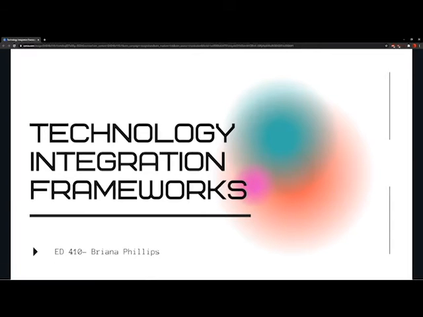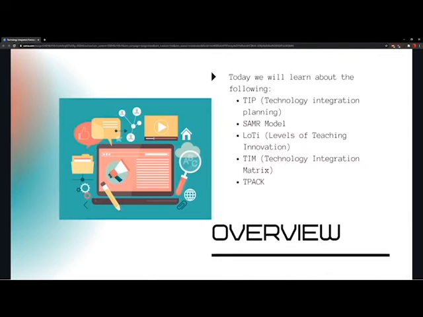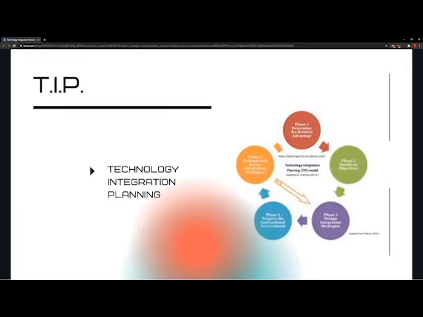Today we're going to talk about technology integration frameworks. Here's an overview of the things we're going to be learning about today. So we're going to learn about the TIP model, the SAMR model, the LOTI model, the TIM model, and the TPACK. The TIP stands for Technology Integration Planning.